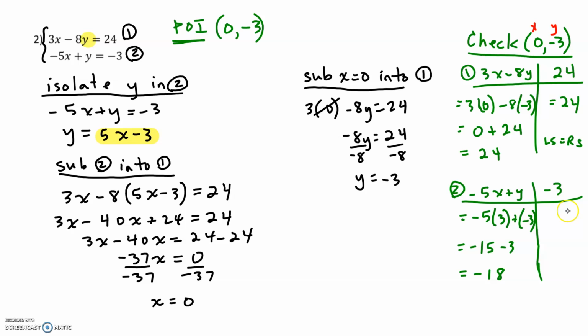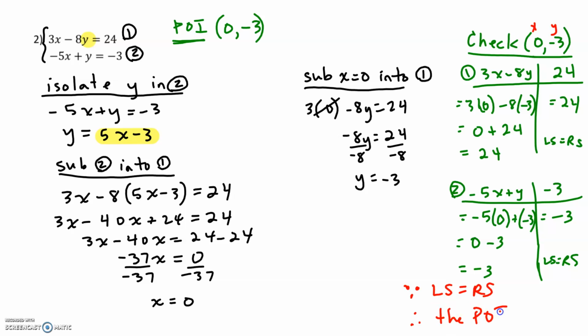And on my right, I have, oh, I just realized I subbed in wrong. My x value is 0. So let's take this out and I'll sub that in again. Hopefully you guys caught that. So x is 0, that's what gets subbed in here. So negative 5 times 0 is 0, plus a negative 3 would be subtract 3, which is a negative 3. And my right side is also negative 3. So again, left side equals right side, and then I'll make my conclusion. Since left side equals right side, therefore the POI is 0, negative 3.